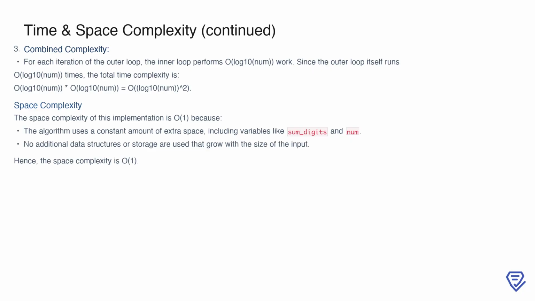Now, for the space complexity, the algorithm uses a constant amount of extra space. This includes variables such as sum_digits and number, and no additional data structures are created that depend on the size of the input. As a result, the space complexity is O(1), making this implementation very efficient in terms of memory usage.